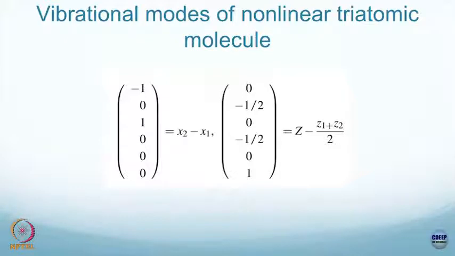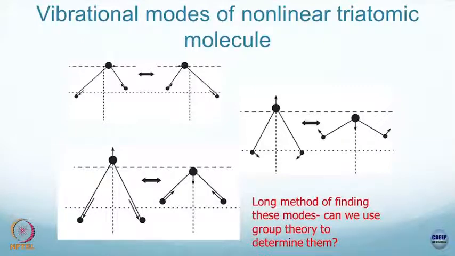Once I have this x2 minus x1, I can draw the diagram which I showed you, this one. So, if x1, so you can resolve this component into x1 and z1. If x1 is going in this direction, you can see that x2 is going in the same direction, right.